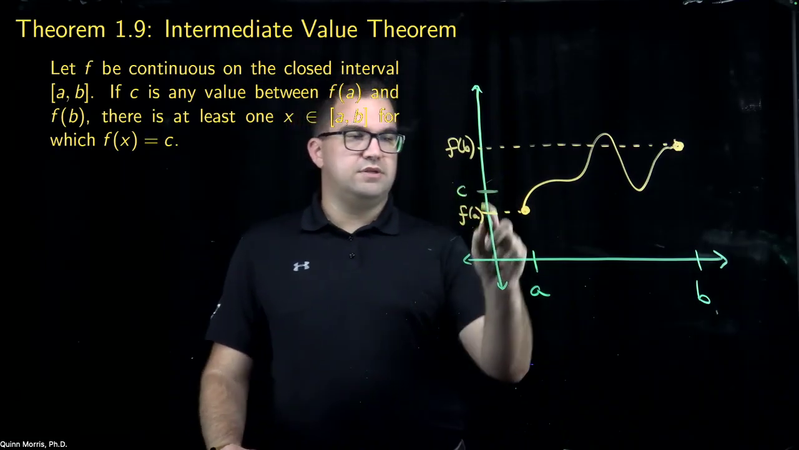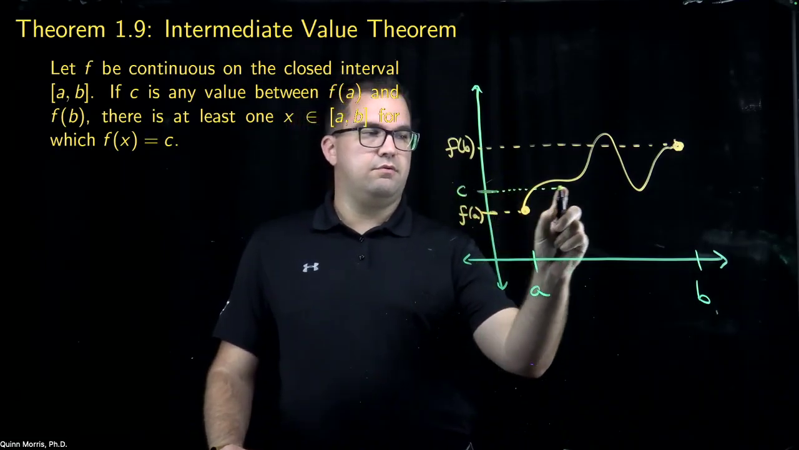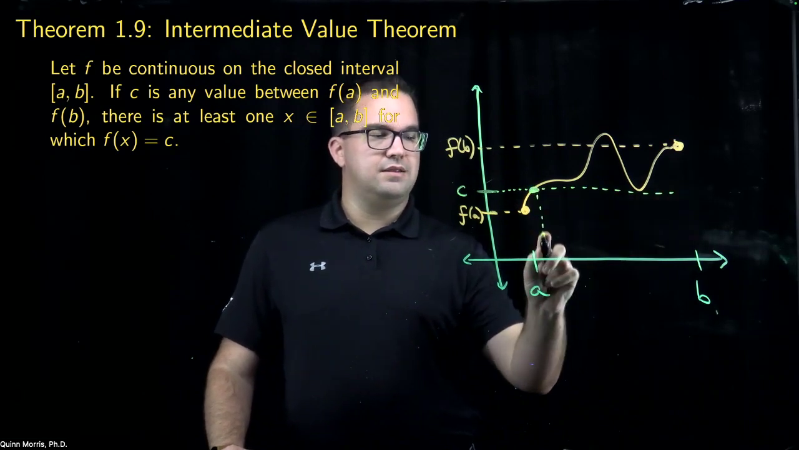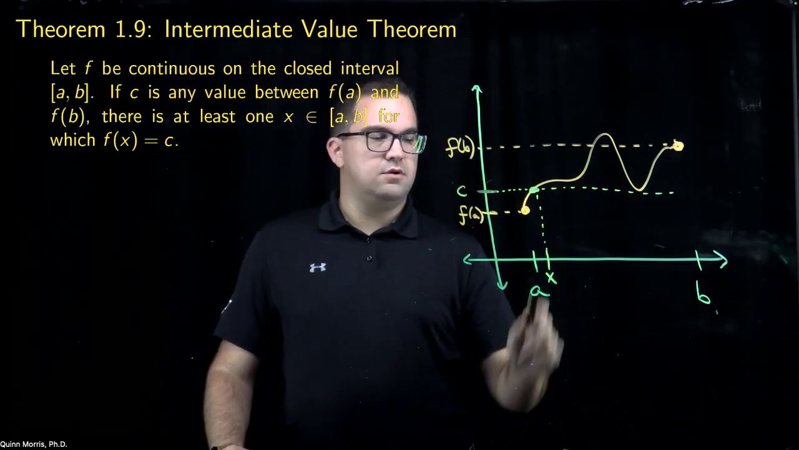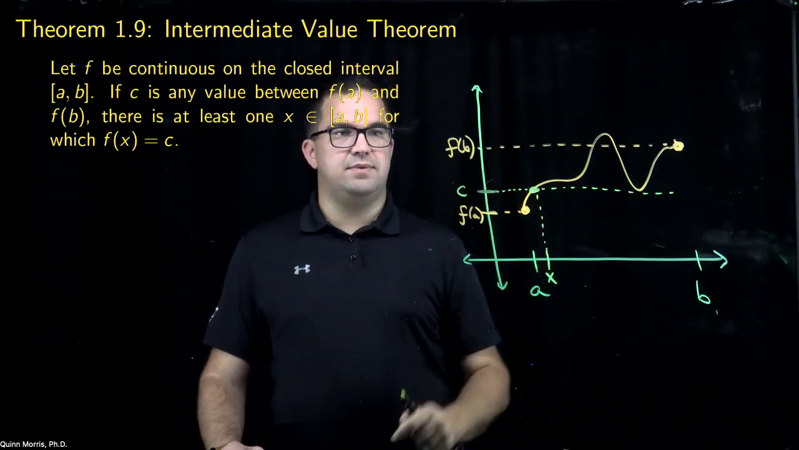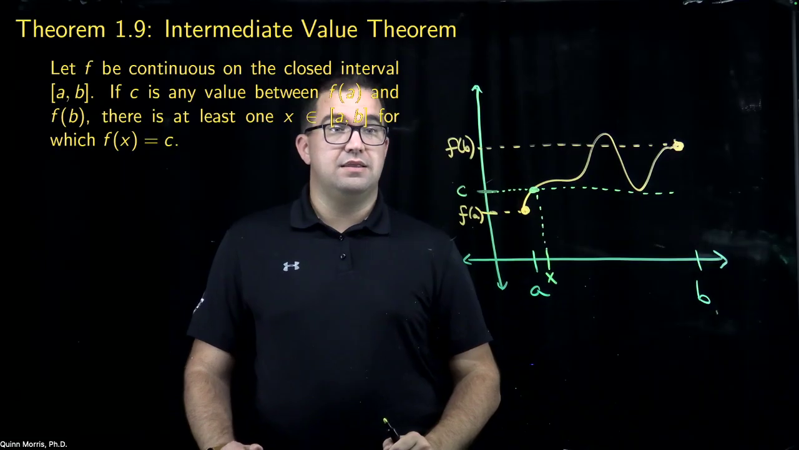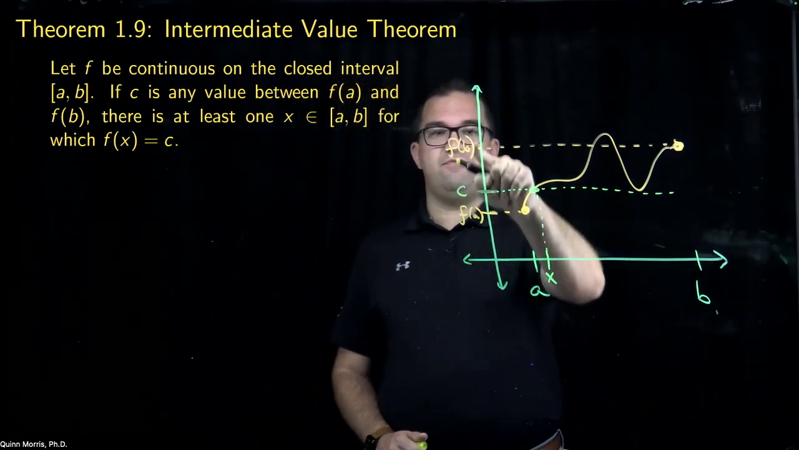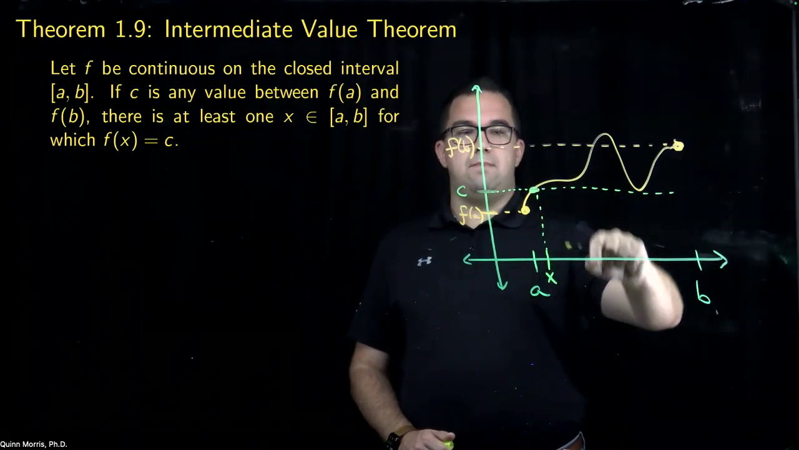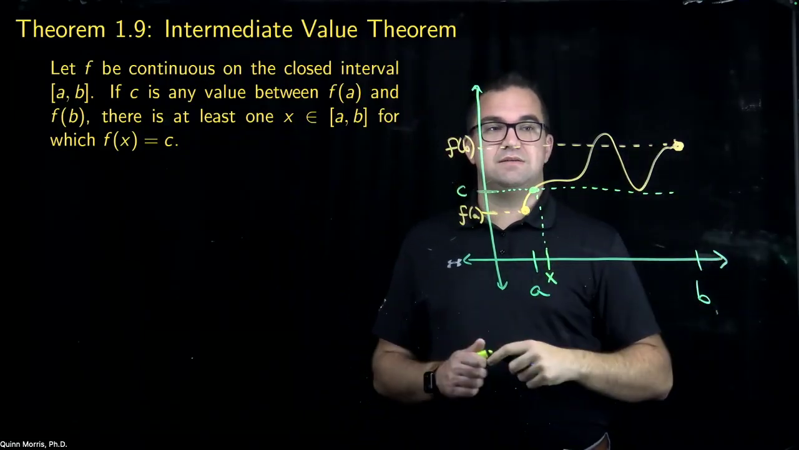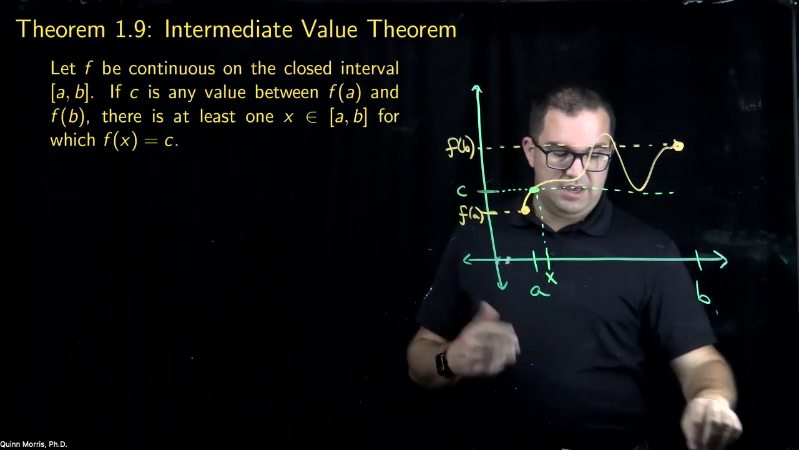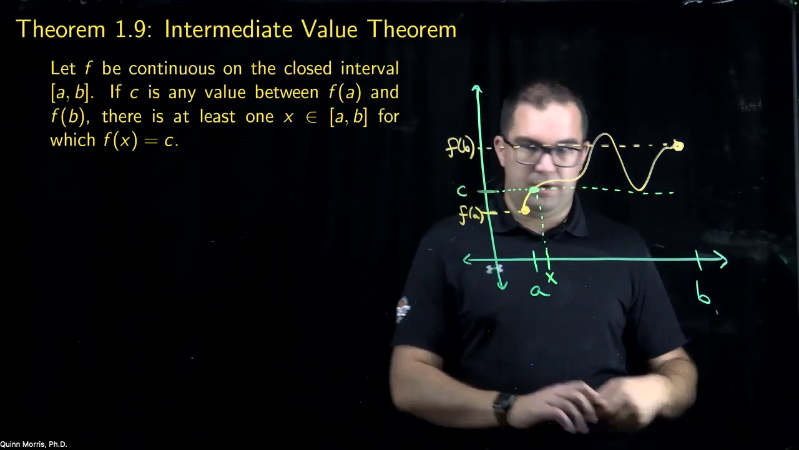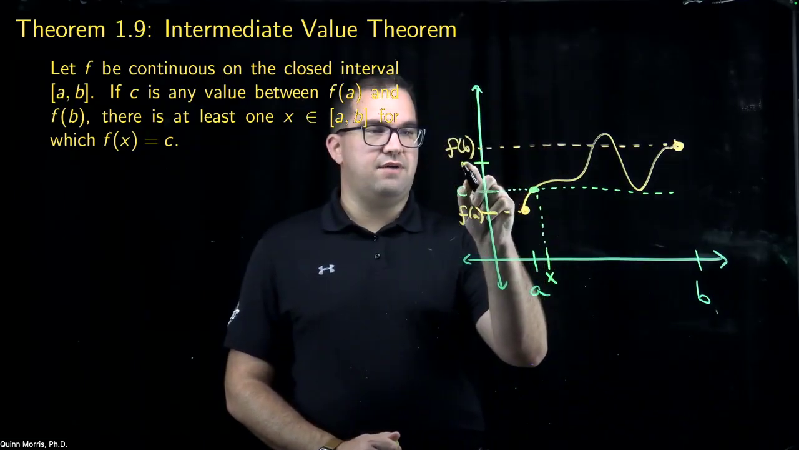Now notice that if I go over here, here is a spot, this is going to be my x, where f of x has to be equal to c. The intermediate value theorem says for any value you pick between f of a and f of b, there's going to be some point where your function hits that value. If I were to choose a different c value, so I could go up here, choose a different c value.